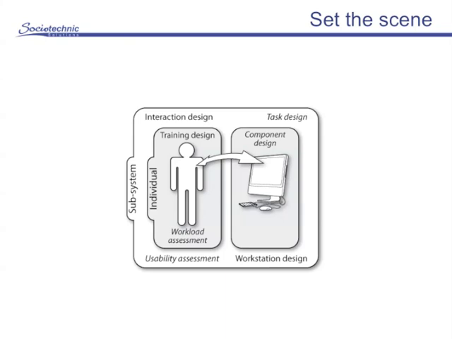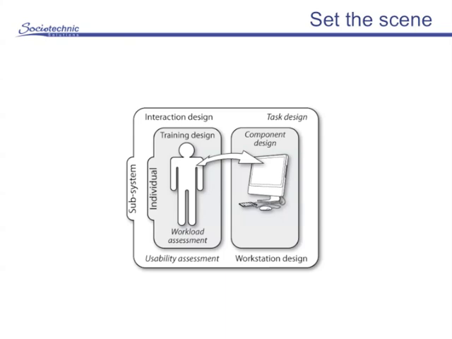So let's look at this graphically. Here we have a graphical representation of the previous slides. In the centre we have the individual, and we can see that the individual can be optimised by training design and workload assessments, and we have the component, and by changing the component we can also optimise the system. But outside that and the link between the two, we can see that by things like usability assessments, workstation design, task design and interaction design, we could optimise this human-machine subsystem.